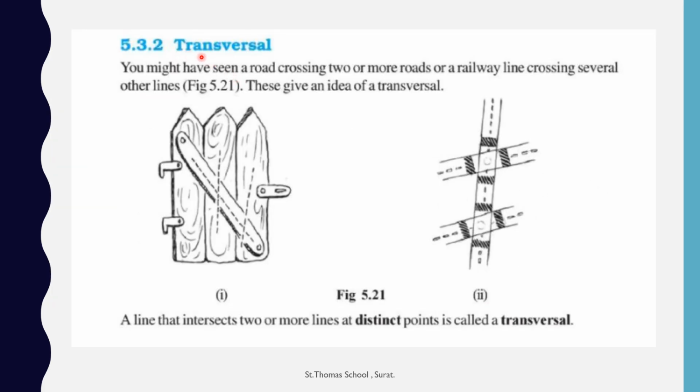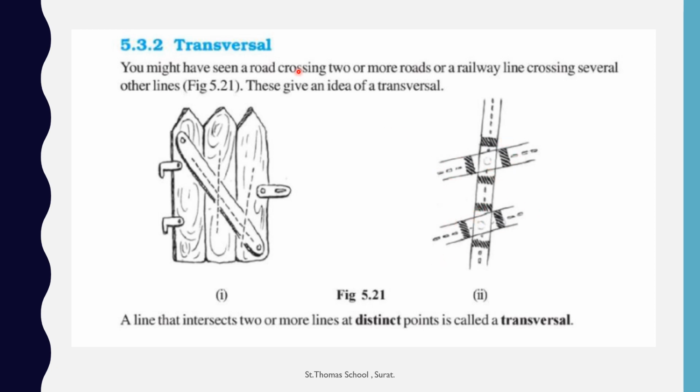Next, new topic is transversal. You might have seen a road crossing two or more roads or a railway line crossing several other lines. These give an idea of transversal. Look at the figure. Here you can see four line segments, right? And this is intersected by another line. And it intersects here at one point, second point, like this. Here also you can see there are two lines, and more lines are intersected by these two lines.